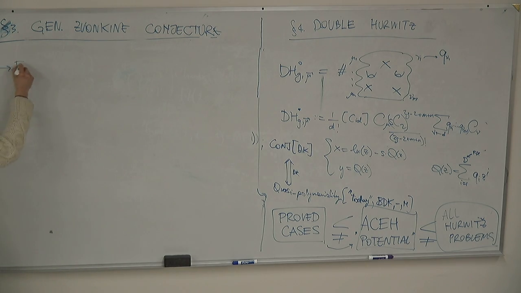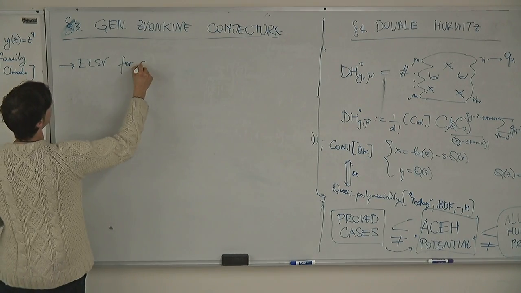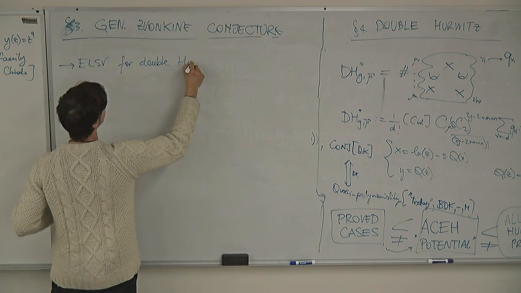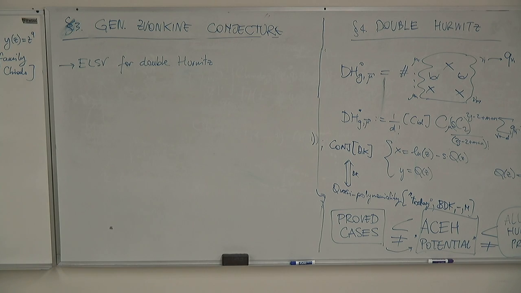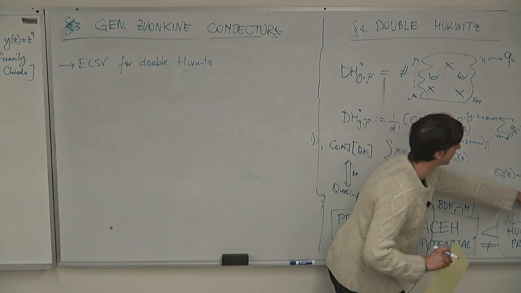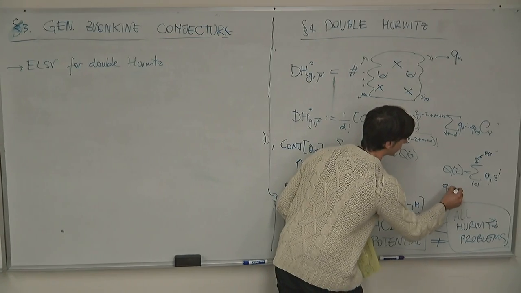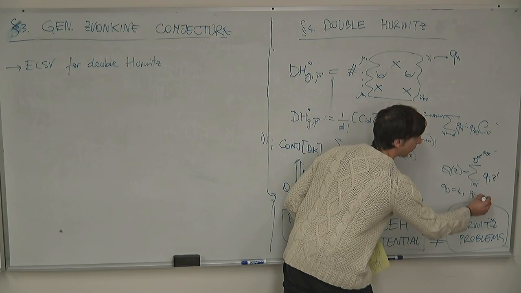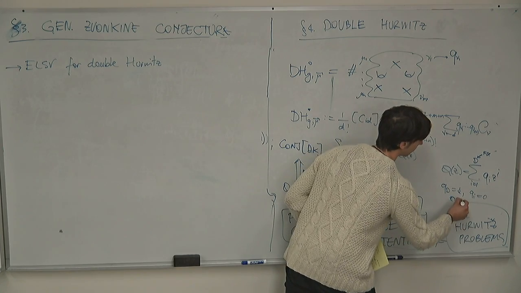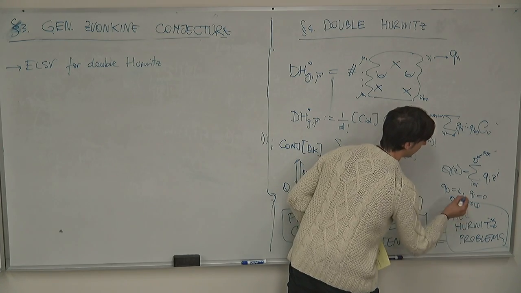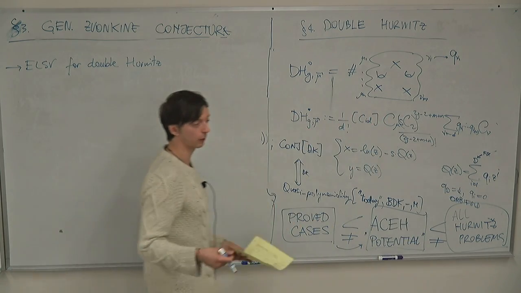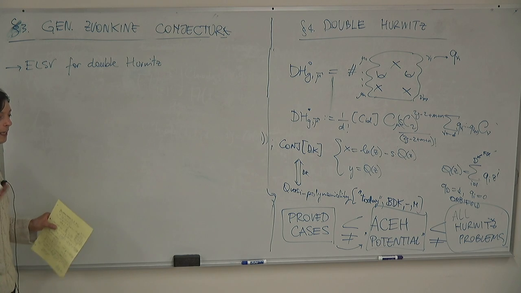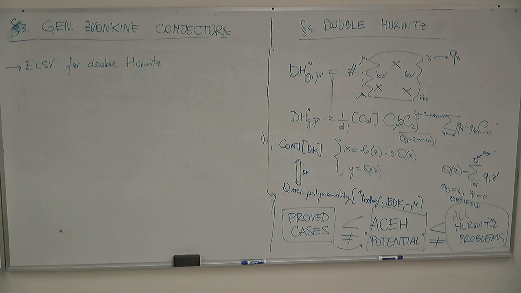So ELSV for double Hurwitz is obtained by deforming the ELSV for orbifold Hurwitz numbers. You see that here, if you take Q_D equal to 1 and all the other Q_i equal to 0, you get orbifold. And then Bertrand this morning explained that if you have a spectral curve that depends on some parameter, then you can differentiate with respect to that parameter. And then we differentiate the ELSV formula for orbifold Hurwitz numbers, and we get ELSV for double.